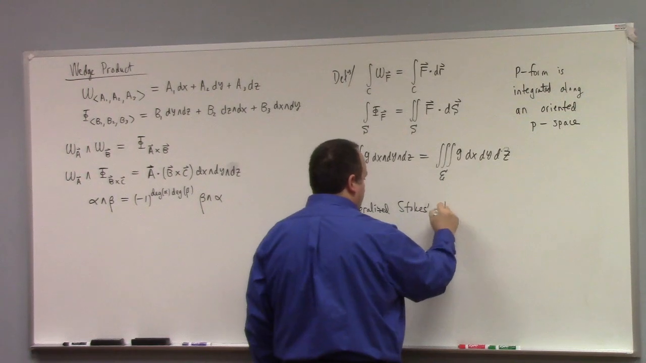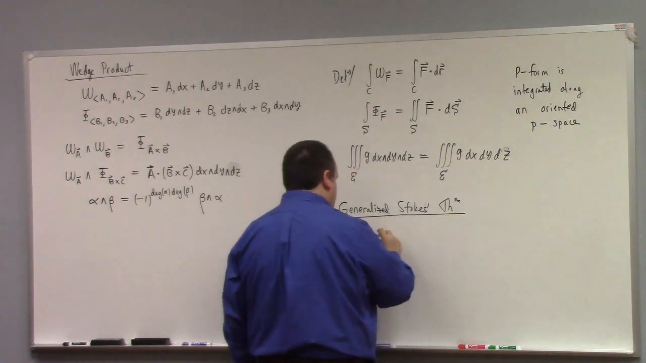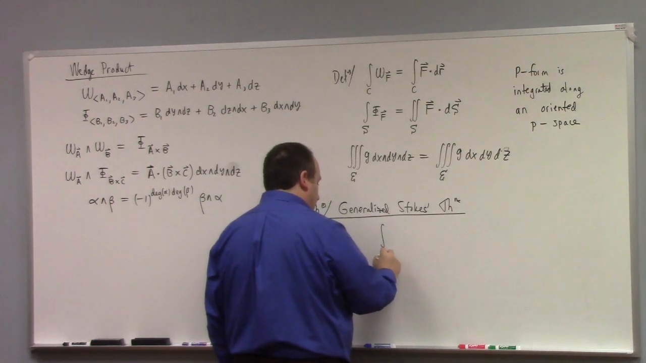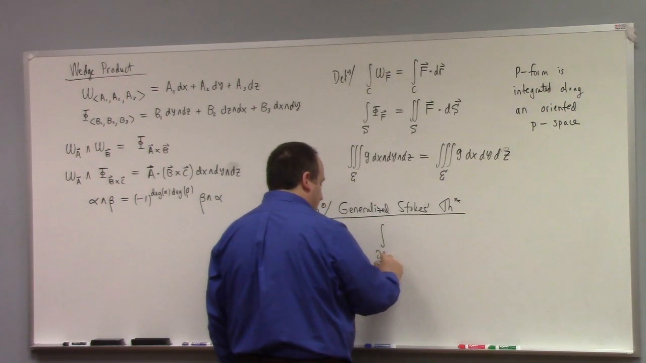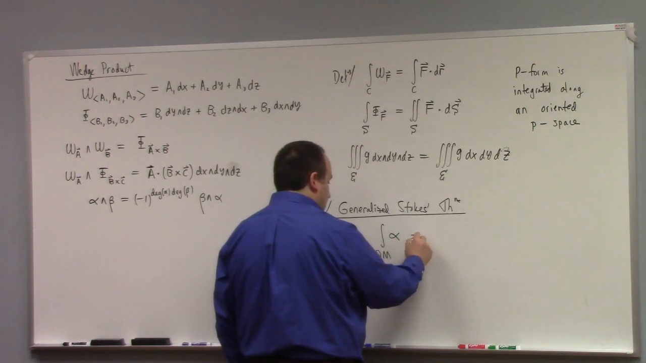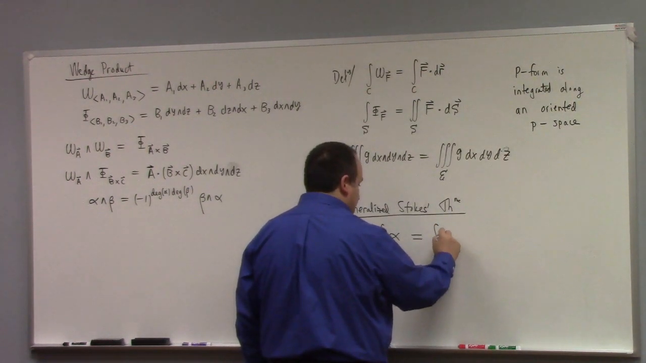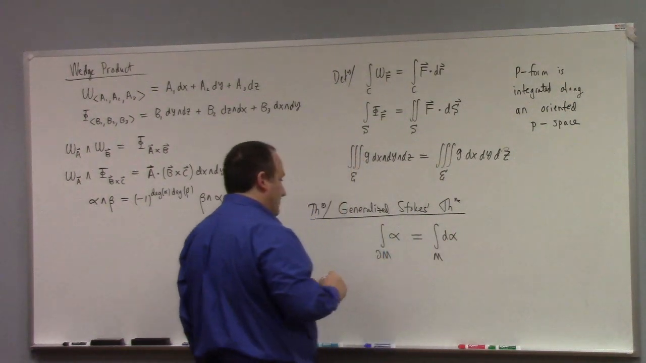Generalized Stokes Theorem. It states the following: that the integral over the boundary of a space, let's say M, of a differential form, let's call it alpha, is equal to the integral over the space of the exterior derivative of the form.